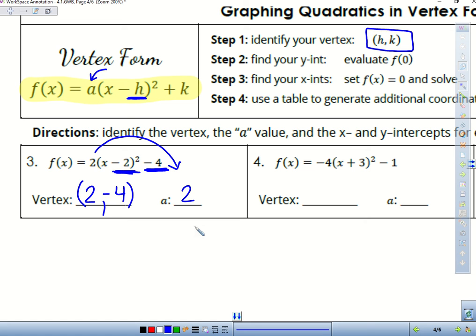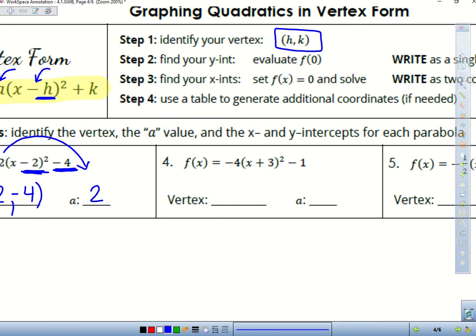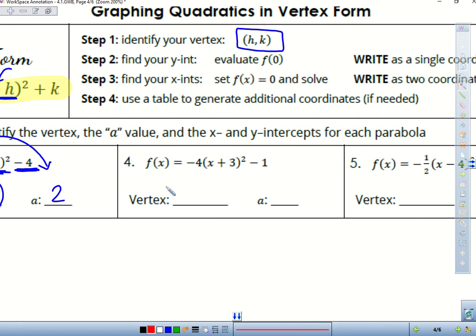In any math or any science class you're taking, when you see the formula itself has a negative sign in it, that means that variable is going to change sign when you take it out. Okay, that's just a mathematical rule. So now when we go to the next one, the vertex is going to be (-3, -1), and my a value is going to be -4.